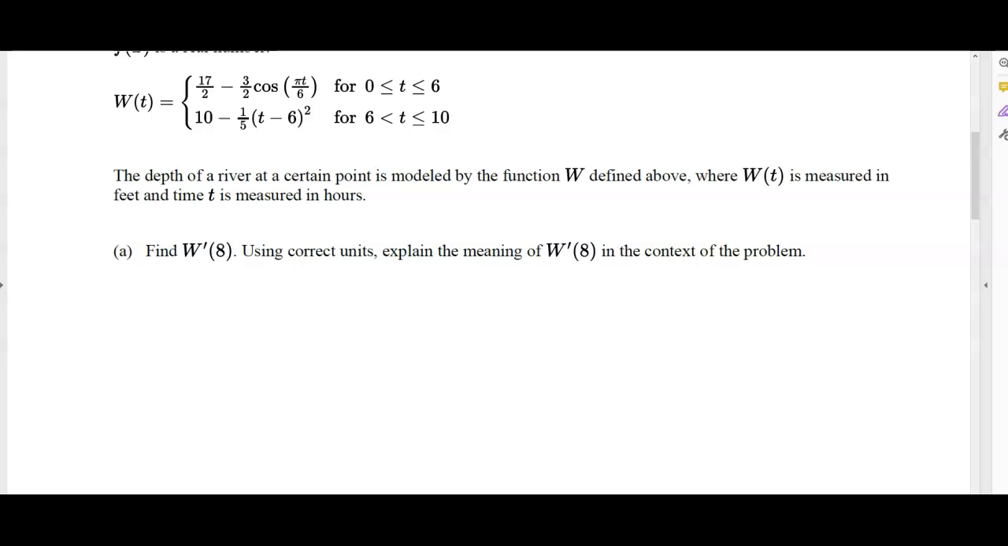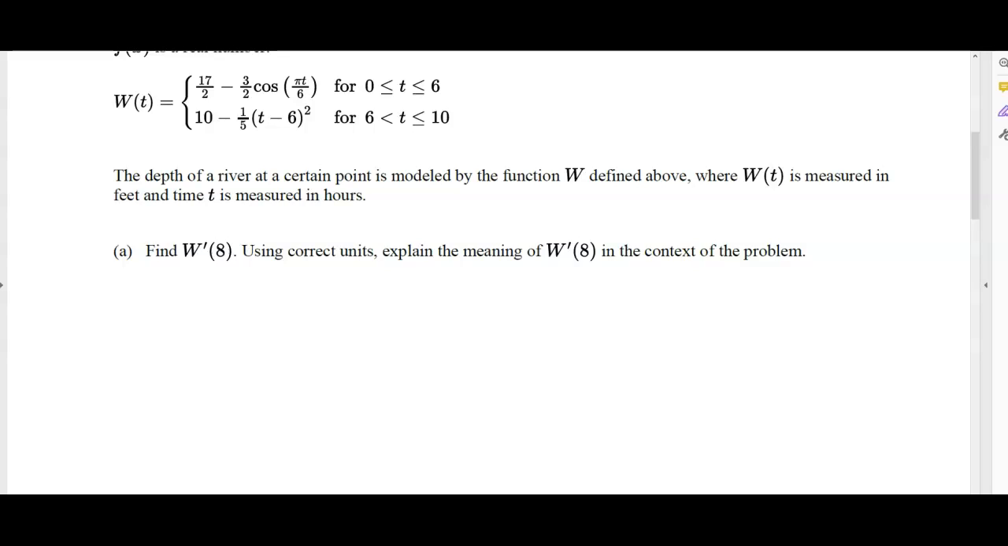All right, guys, let's go ahead and finish up this FRQ from today. This is FRQ Part B, number 1. Let's start with Part A. They give us a piecewise function, and apparently this piecewise function represents the depth of a river at certain points, and T is measured in hours. So I guess over time the depth of the river changes apparently.